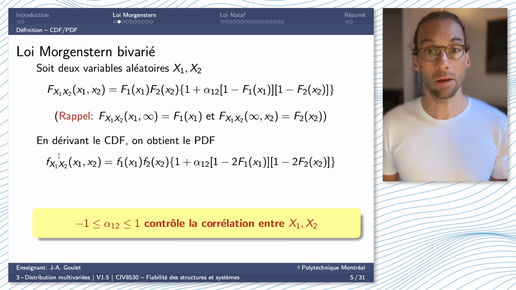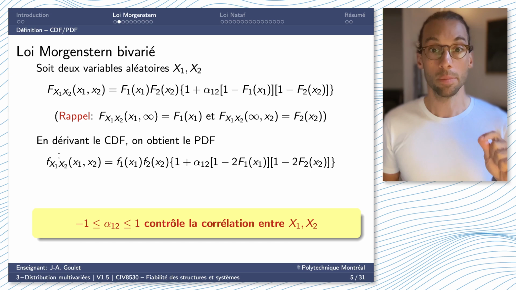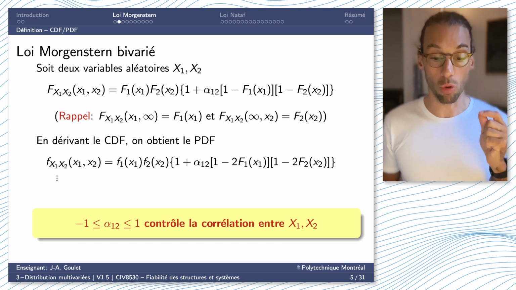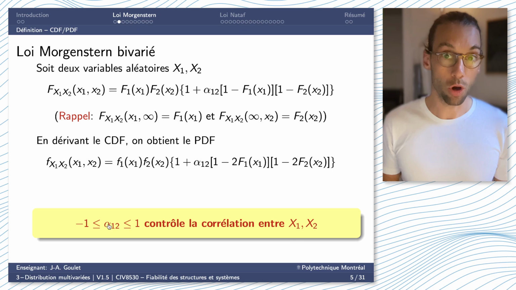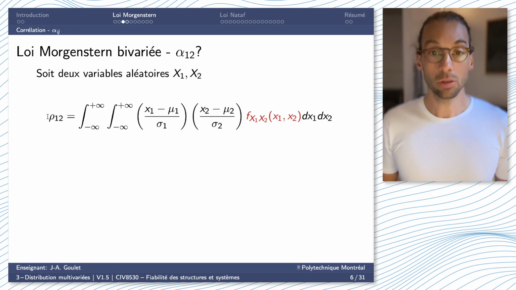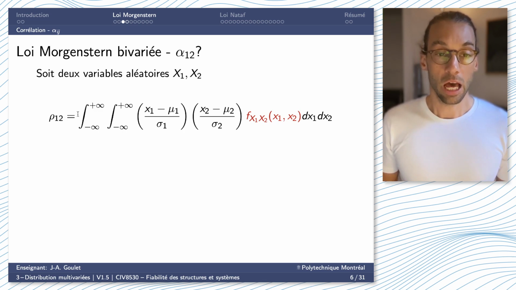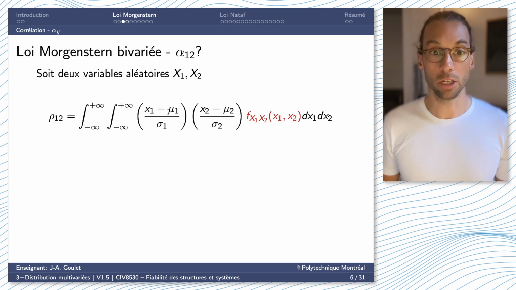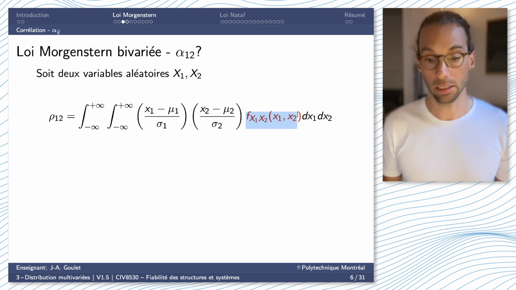So we now need to find the relationship between our correlation coefficient rho 1,2 and alpha 1,2 that is used in the Morgenstern distribution. To do this, we need to look at the formulation for the correlation coefficient. In the two-dimensional case, it is the integral with respect to x1 and x2 of (x1 minus mu1) divided by sigma 1, times (x2 minus mu2) divided by sigma 2, weighted by the joint PDF for x1 and x2.